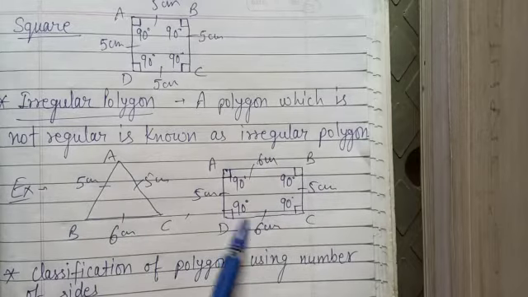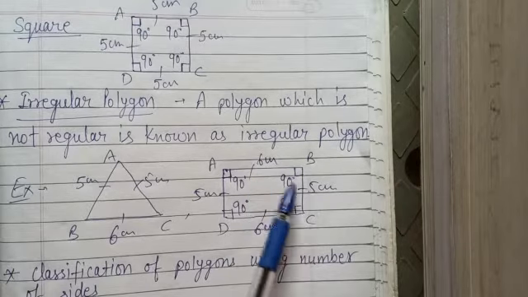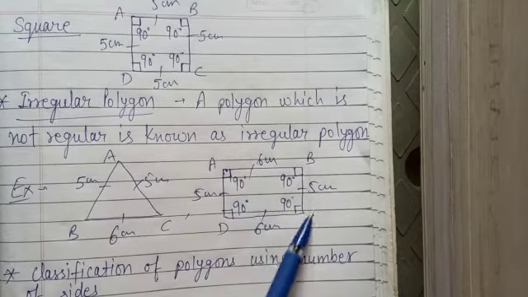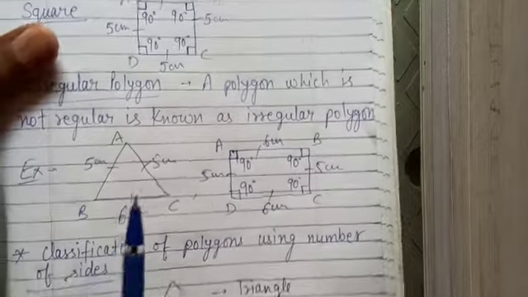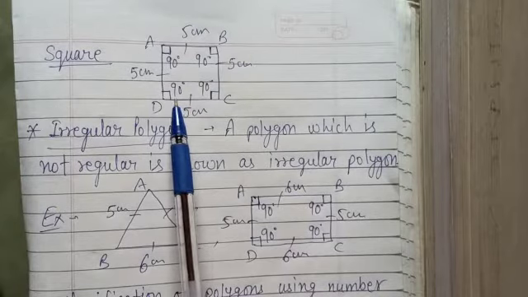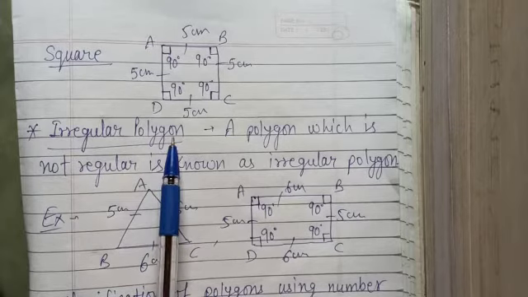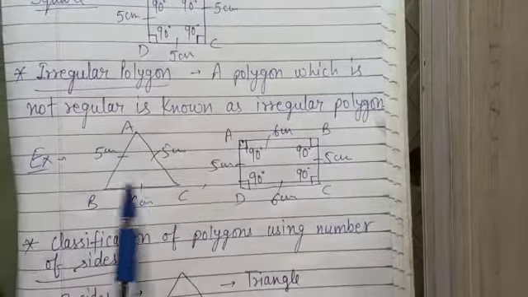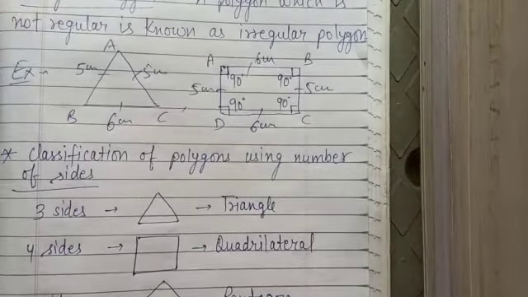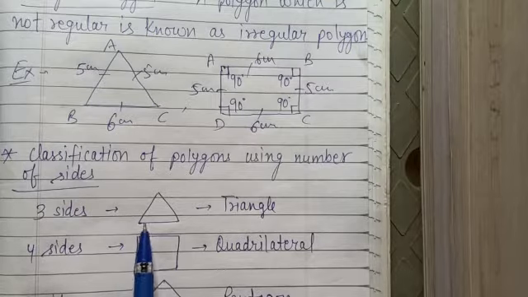Again, look at this one, angles are equal in this one, but look at the sides, this is 6, this is 5, so sides are unequal. So this does not fulfill the definition of regular polygon, so this is an irregular polygon. Again, a regular polygon is a polygon in which all the sides and angles are equal, and a polygon which is not regular is known as irregular polygon. Next topic is classification of polygons using number of sides.